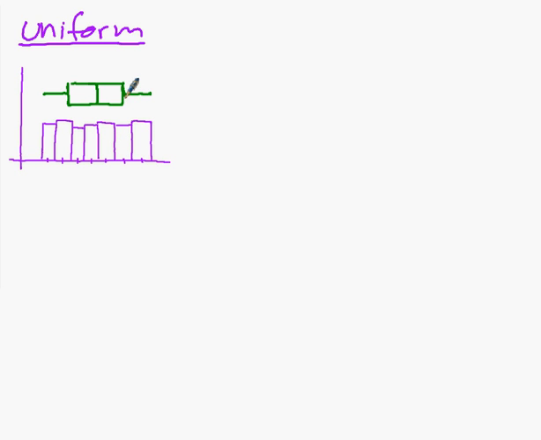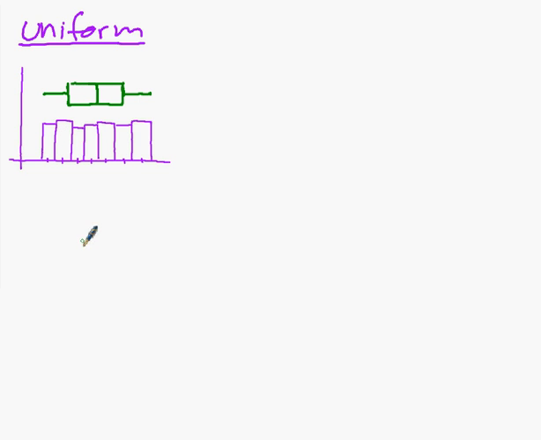Some qualities here are that the length of the whisker is pretty much the same length as from the median to Q3. From the median to Q1 is that same distance, and the last whisker is also the same distance. So these segments are all the same distance, because if you think about it, we have a nice uniform distribution of data, so the quarter points are going to be evenly distributed as well.